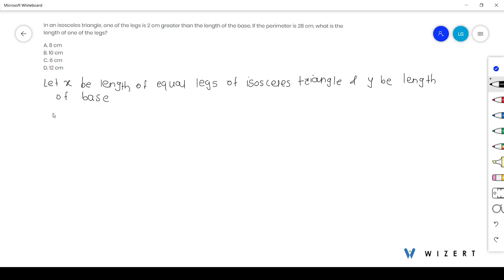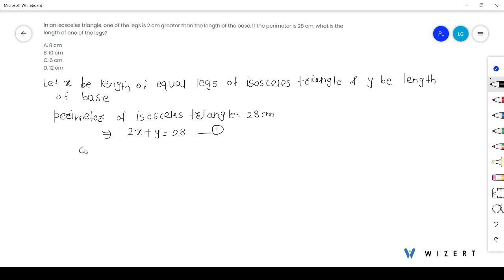Now here we have given the perimeter of the isosceles triangle is 28 centimeters. So 2x plus y equals 28. Suppose this is equation number 1.